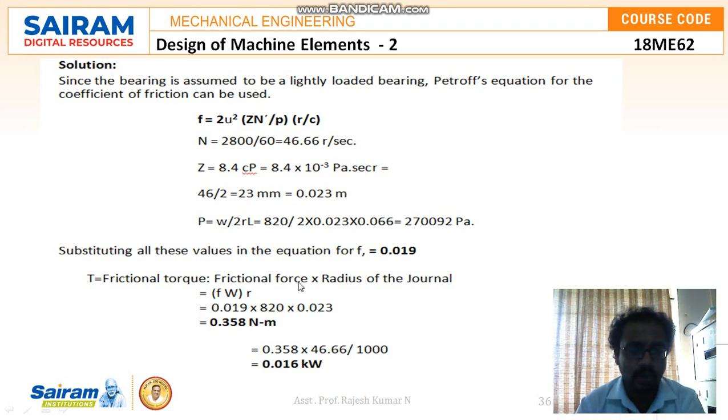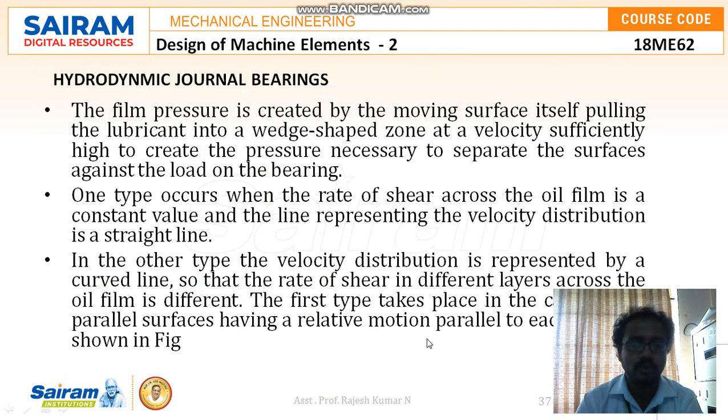So frictional torque is equal to frictional force into radius of the journal, that is f W into R. So that is 0.019 into 820 into R, that is 0.023. So the frictional torque is 0.358 Newton meter. In terms of mm, it is 0.358 into 10^3 Newton mm. And moving to the power, which is 0.358 into 46.6 divided by 1000, so that is 0.016 kilowatt. So this is how these problems are to be solved.